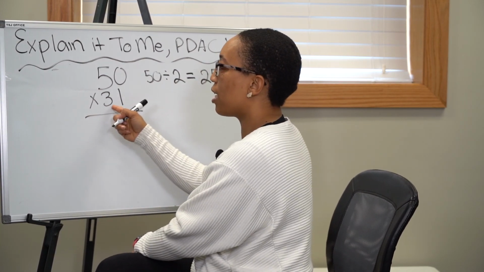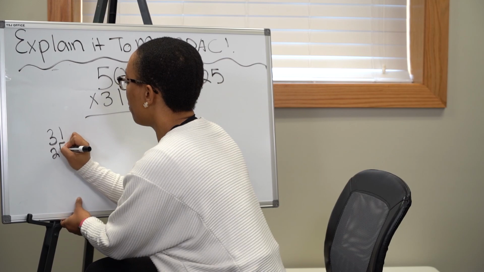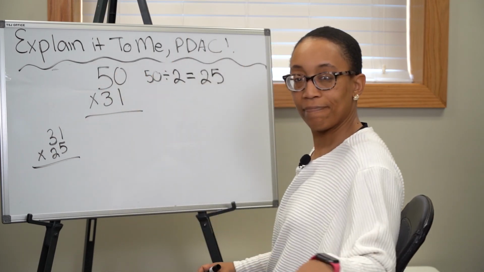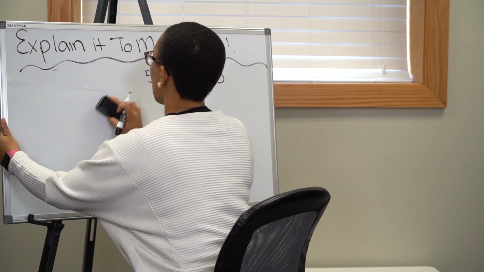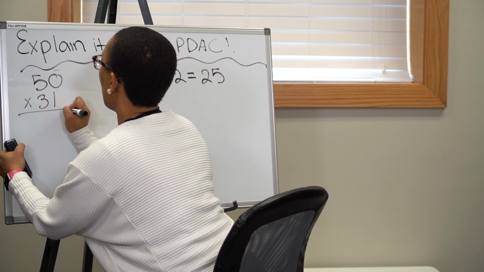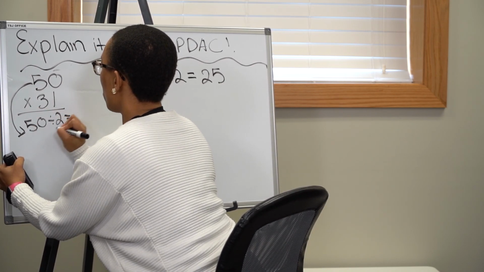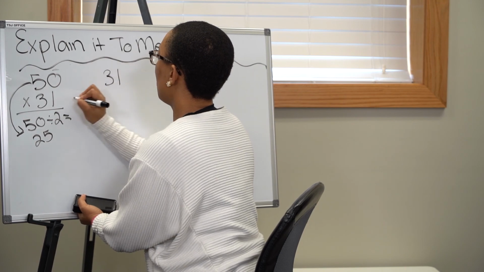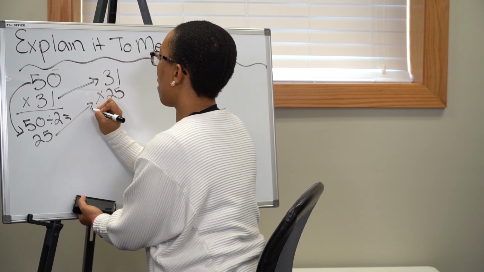So then we do 25 times 31. I'm going to write it over here. I'm going to just put 31 on top. All right. Is that big enough for you to see? Actually, we're going to rewrite this. Sorry. I'm just rewriting it. So 50 divided by 2 equals 25. All right. So then we have 31, from the original problem, times 25, because that's halved, right?